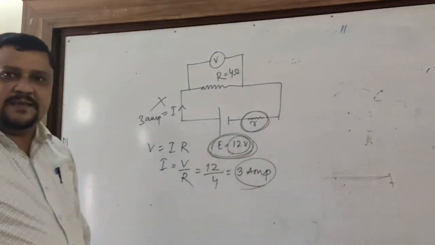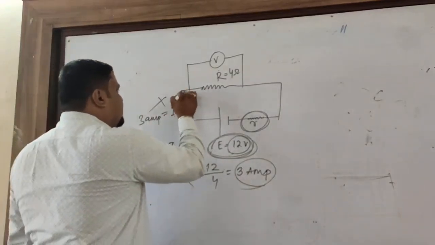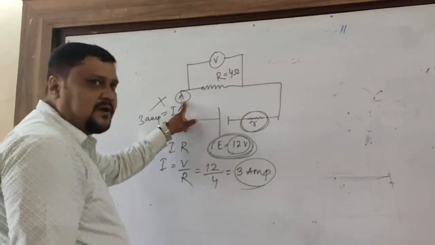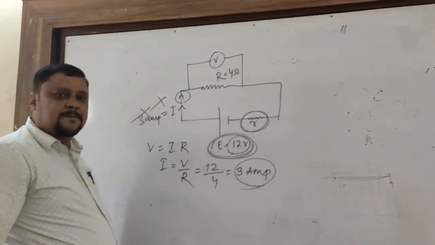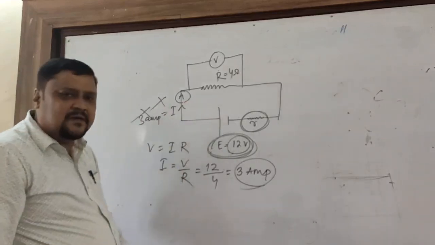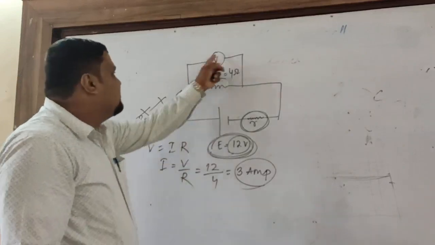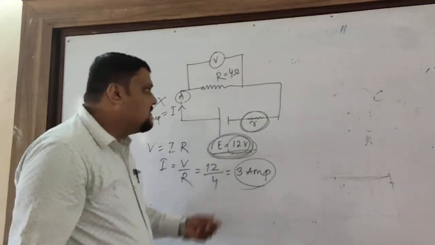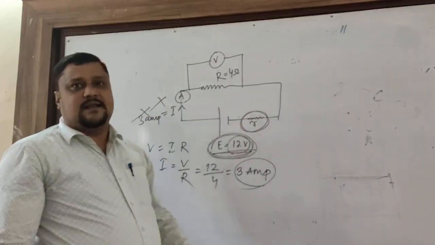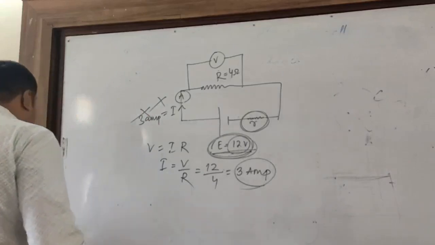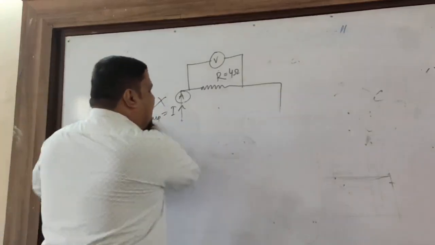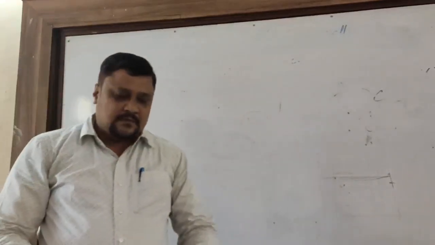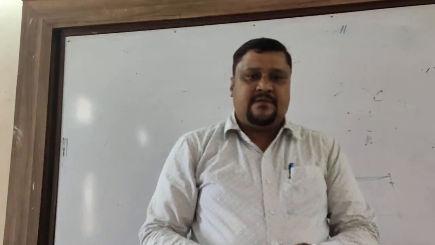Will the current be 3 ampere? No. If you connect an ammeter in series, this ammeter will not read 3 ampere. It will be less than this, because there is a resistance connected. So this is the EMF of the cell when no current is coming from the cell. With this concept you have an idea about EMF, potential difference and the internal resistance of a cell. Okay. So thank you.